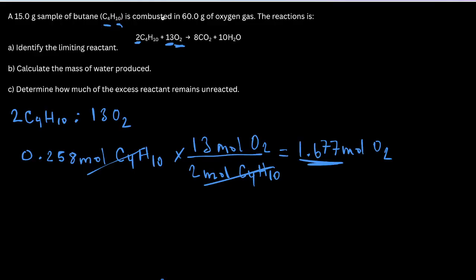And this 60 grams of oxygen is actually 1.875 moles. And that means that we have more oxygen than we actually need in order to completely react this 15-gram sample of butane, which means that we have an excess of oxygen gas, meaning that butane is the limiting reactant. All right, so we have identified the limiting reactant.